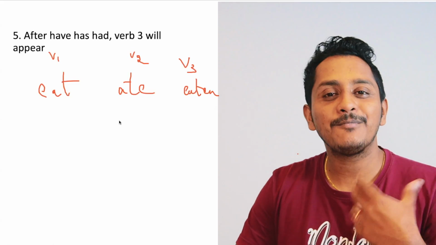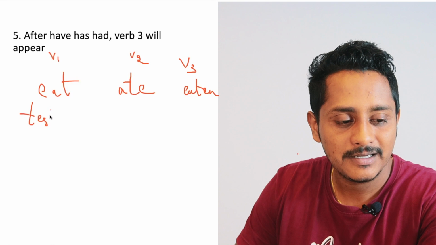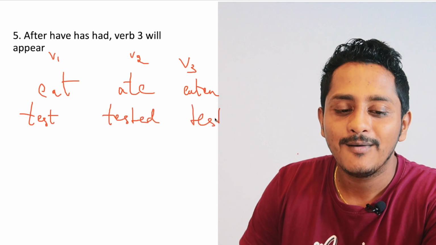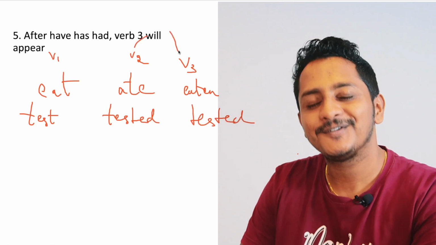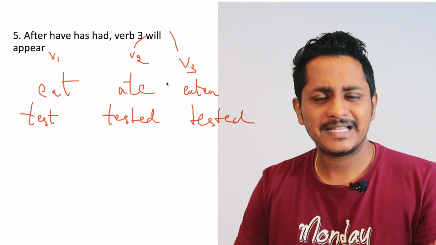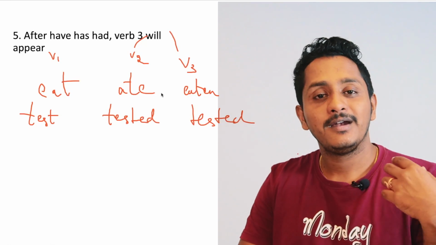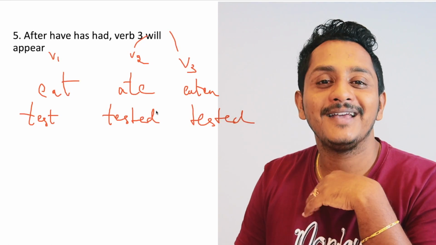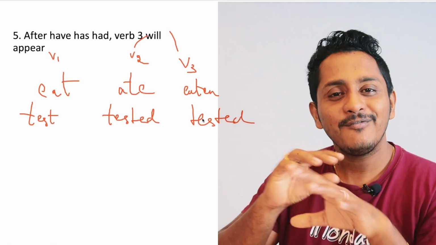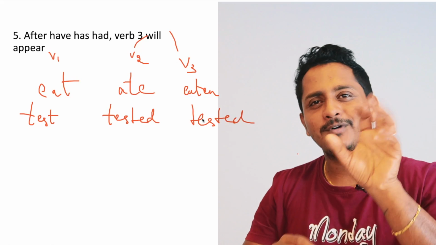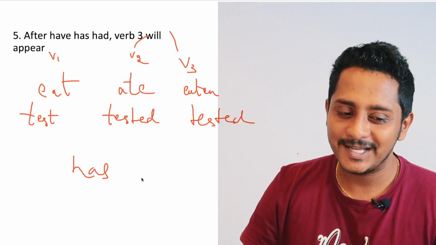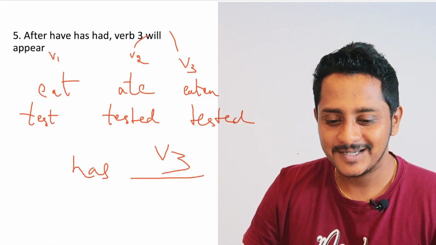Sometimes for some of the words, let's say for the word test, tested, tested. Both verb 2 and verb 3 will remain the same. For some of the words it remains the same, for some of the words like give, gave, given, drink, drank, he has drunk, fly, flew, flown. For few it will change, but for 90% of them verb 2 and verb 3 are the same. But after has or have or had, if there is a dash, it's 100% verb 3.